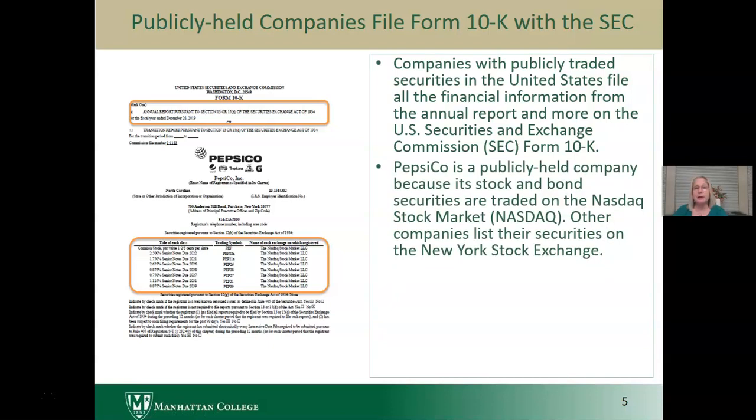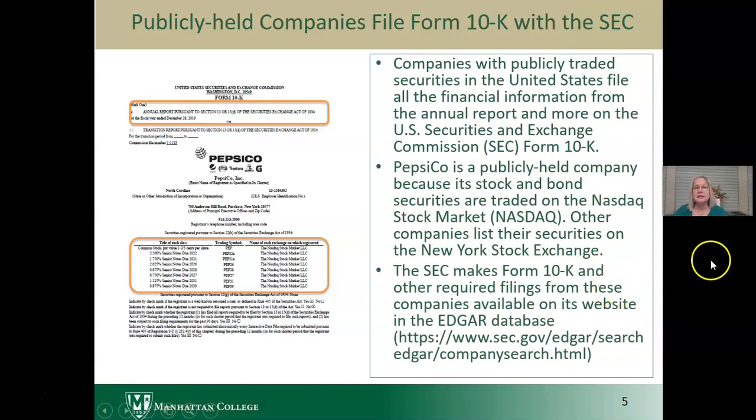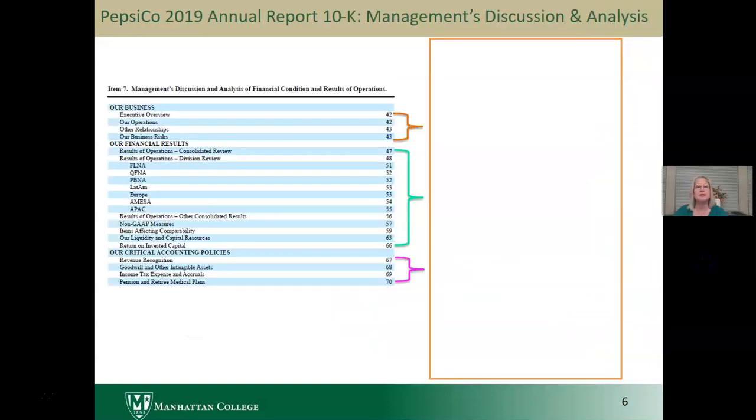PepsiCo is a publicly held company because its stock and bond securities are traded on the NASDAQ stock market. Other companies might list their securities on the New York Stock Exchange. The SEC makes Form 10-K and other required filings from these companies available on its website, which you can download, some of which are even downloadable so that you could use them in an Excel file to get the numbers.